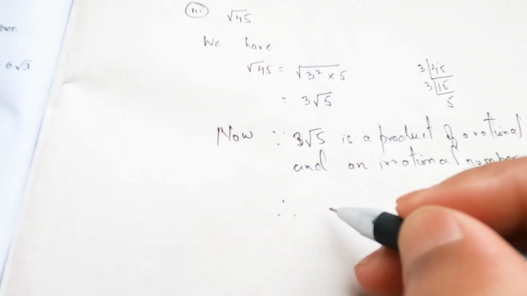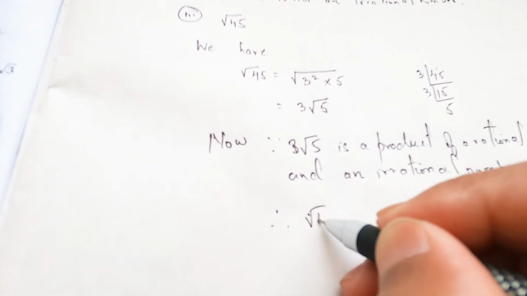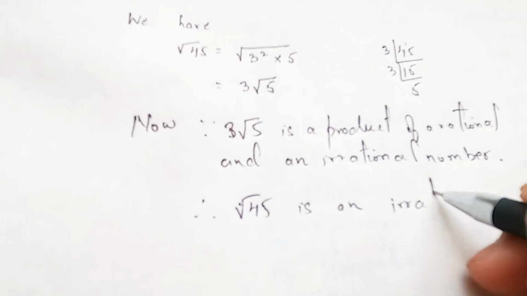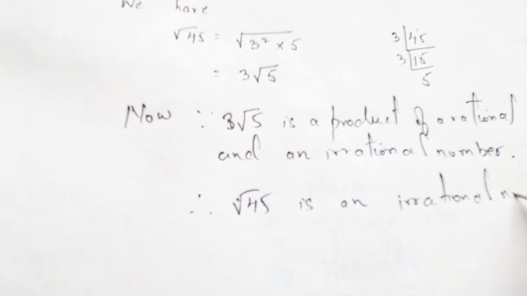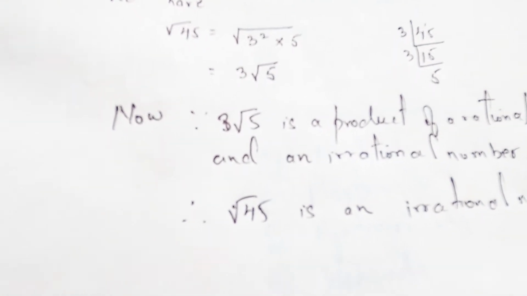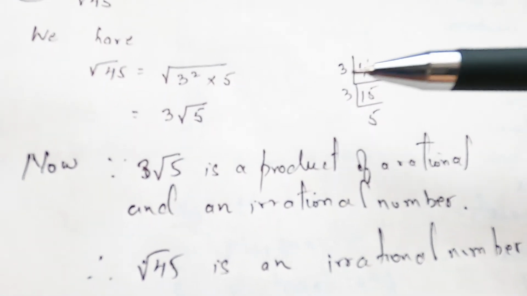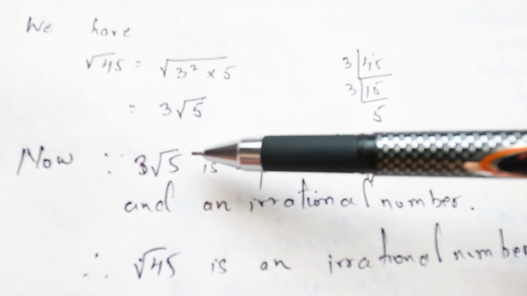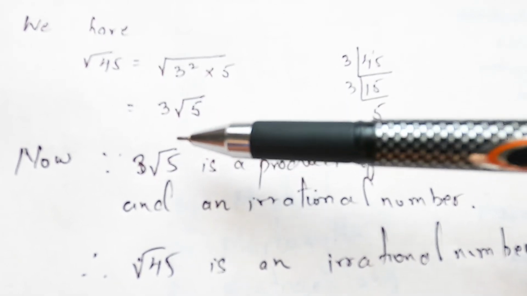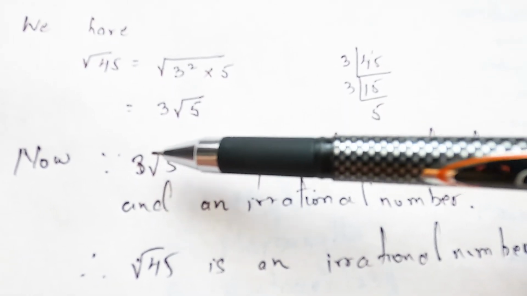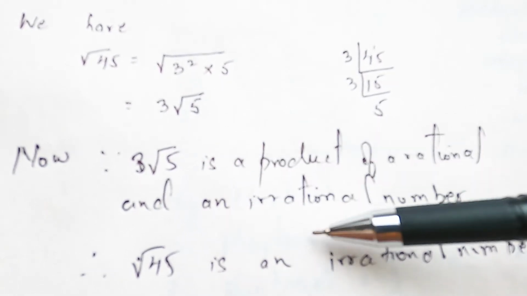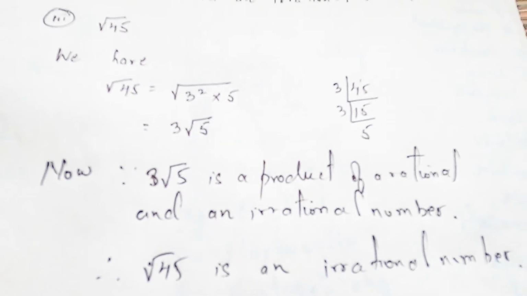So therefore root 45 is an irrational number. All right, so in this case, if you come across this type of situation where a rational is multiplied with an irrational number, so therefore it will always be an irrational number.